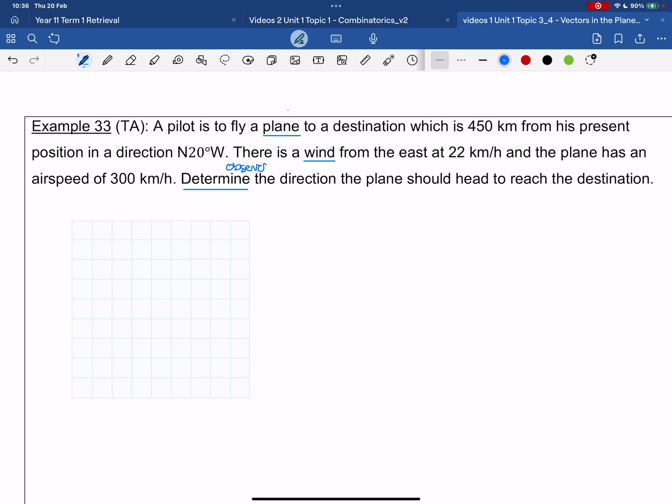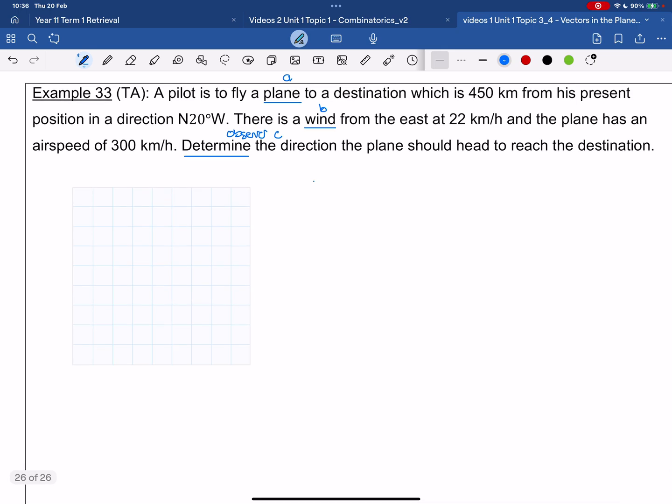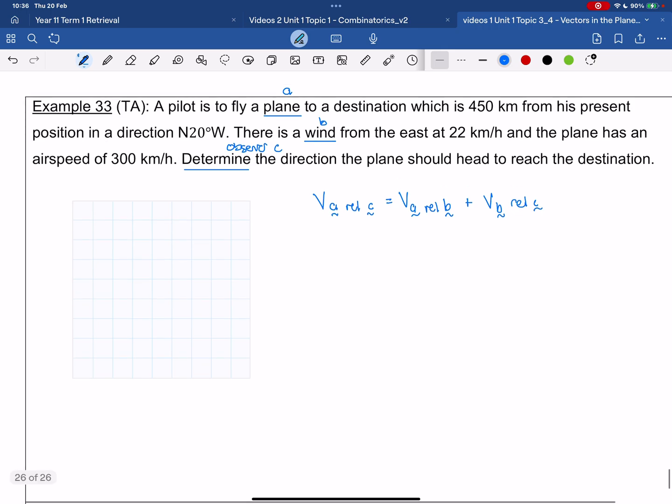Okay, so let's call our plane A. We can call our wind B, and we'll call this our C, because we know that the velocity of our plane relative to our observer or to Earth is going to be the velocity of our plane relative to the wind plus the velocity of the wind relative to our observer. All right, so let's have a look and see if we can figure out what's happening where.